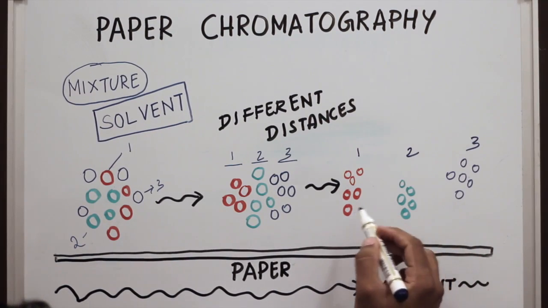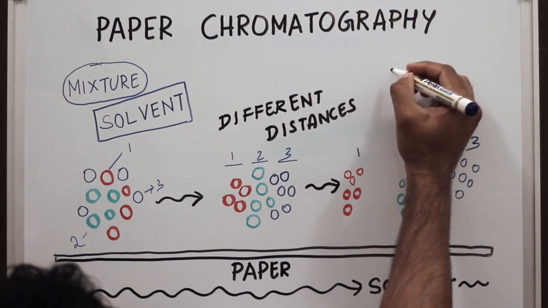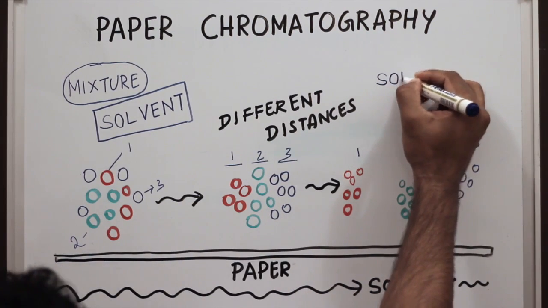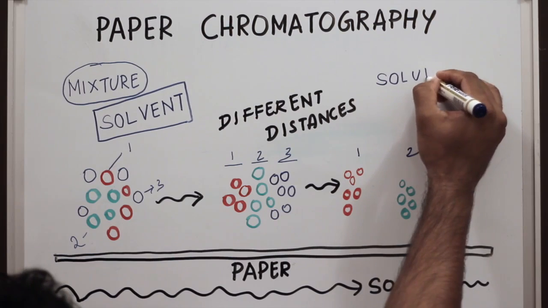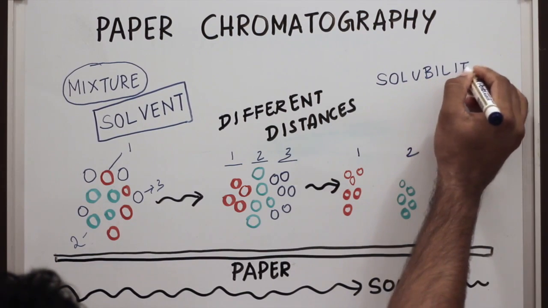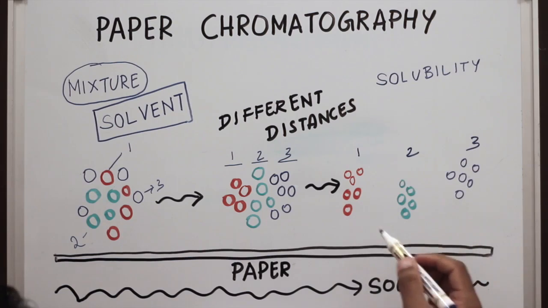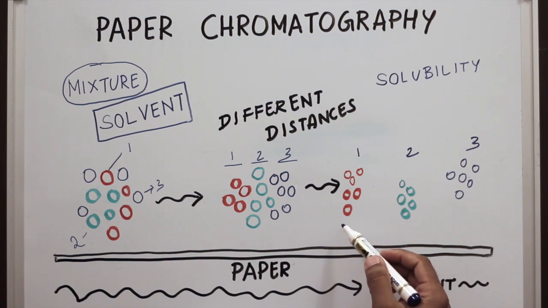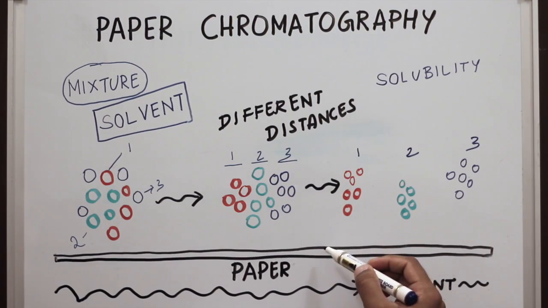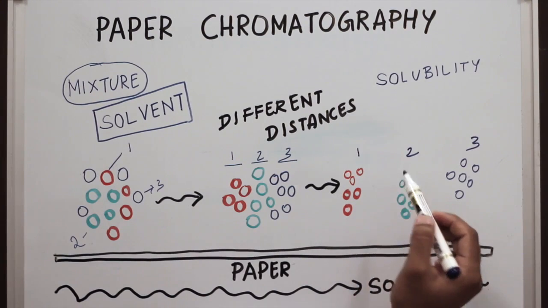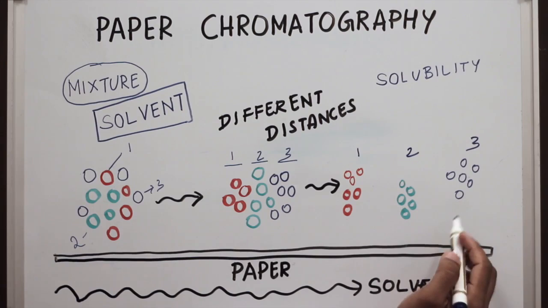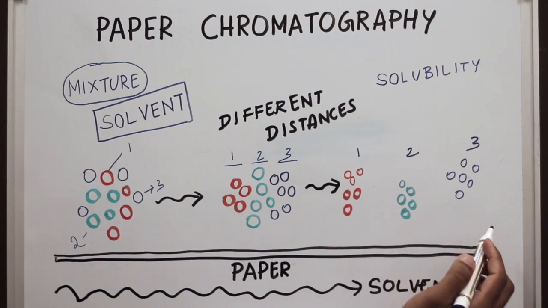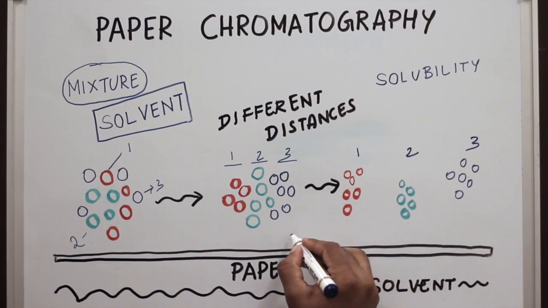So the separation actually takes place for 2 important reasons: the solubility of the component in the solvent, and also the attraction of the component to the paper. If you compare the 3 components, all the 3 have different solubilities. For example, if you check red, they have the least solubility compared with the green and the blue ones. That is why they stay back, much behind the rest of the 2. The green ones may have a little more than the red, and the blue ones have the most solubility.